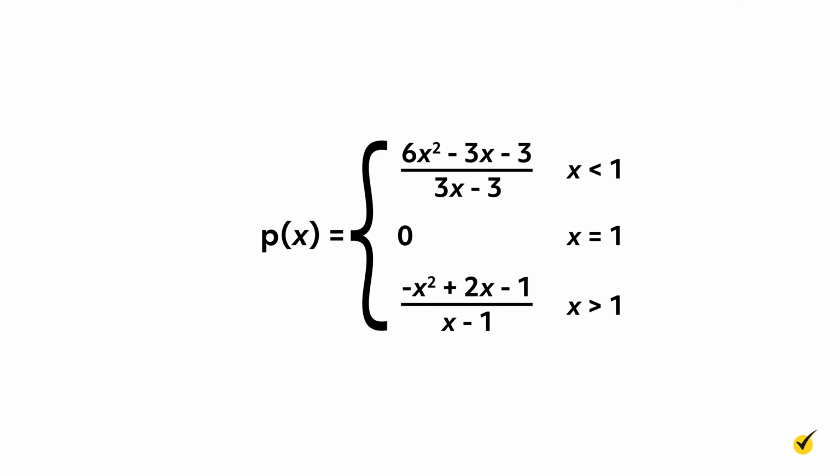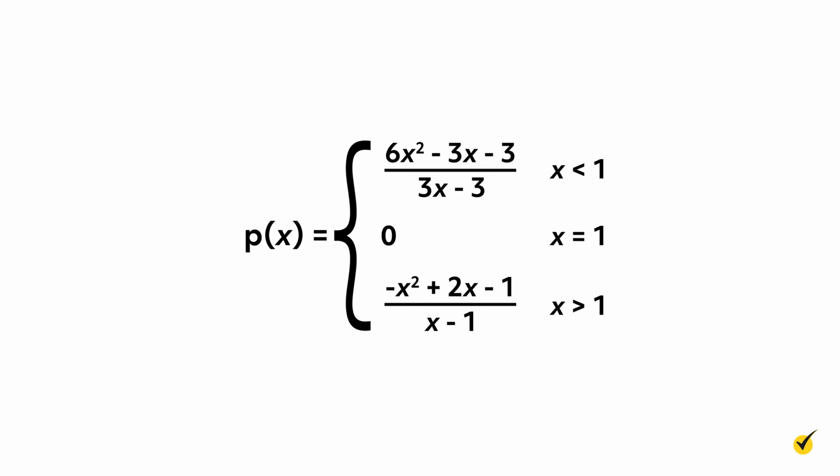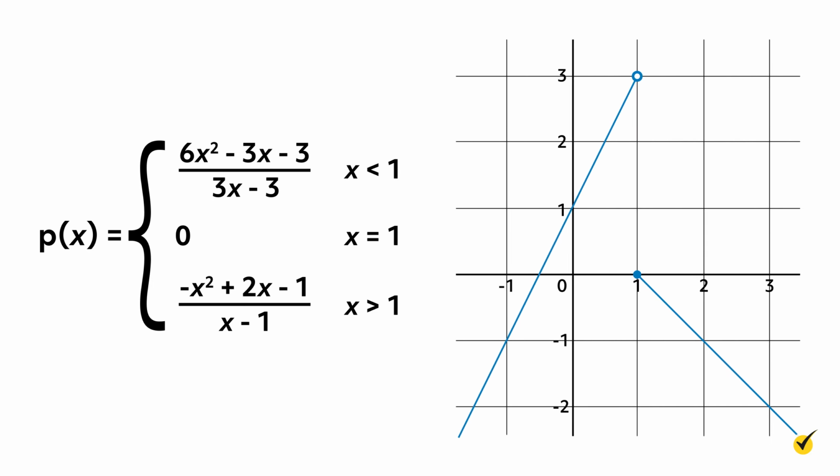For example, consider piecewise functions, which act differently along different areas of the domain, such as the function p of x. P of x is shown on this graph. It is defined such that to the left of x equals 1, it follows (6x squared minus 3x minus 3) over (3x minus 3). And to the right of x equals 1, it follows (negative x squared plus 2x minus 1) over (x minus 1). At the exact point x equals 1, p of x is defined such that it gives us 0.